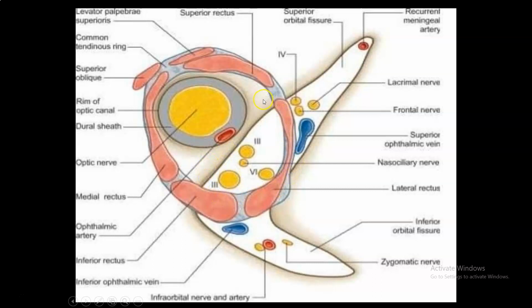So the oculomotor foramen, part of the superior orbital fissure, bounded by the annulus of Zinn, contains the superior and inferior divisions of the oculomotor, the nasociliary and the sixth nerve. And outside this oculomotor foramen, you can find the lacrimal, the frontal, the trochlear, and the superior ophthalmic vein above the inferior ophthalmic vein.